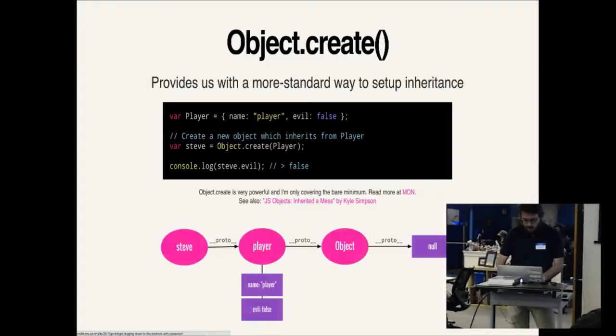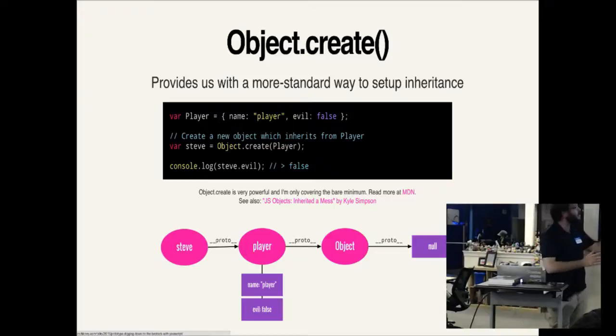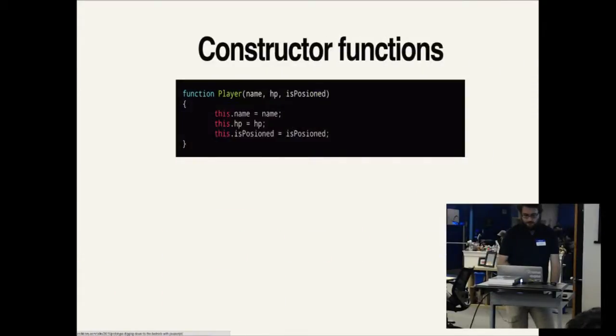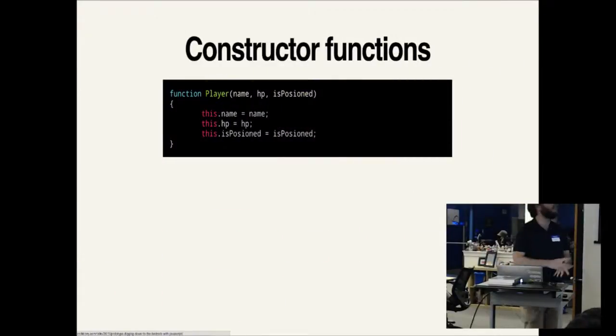Here I have a graphic that shows that. It's much like the other slides I was showing you. We made our Steve object, and then we set its prototype to player, which is the first argument we passed into object.create. And object.create is very cool. It's kind of outside of the scope of this talk to go into it, but I have 2 links here that go over it. Any questions so far before I continue?